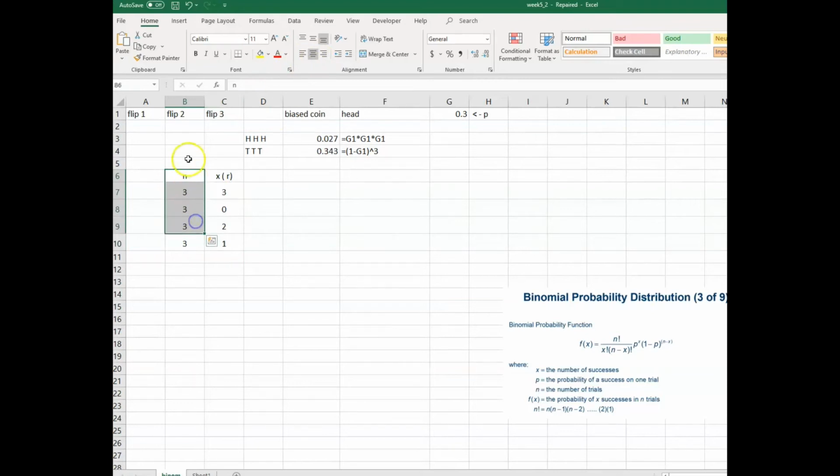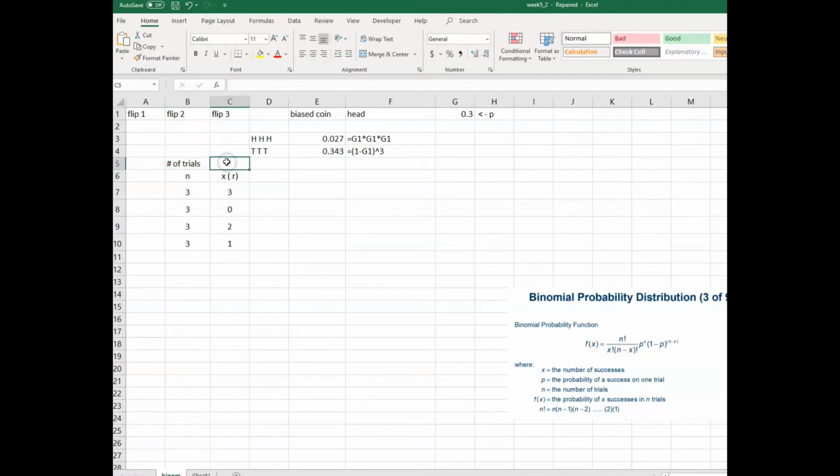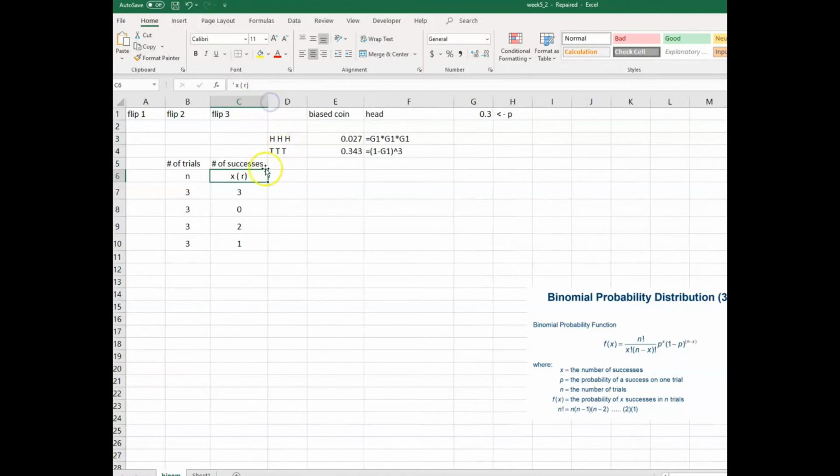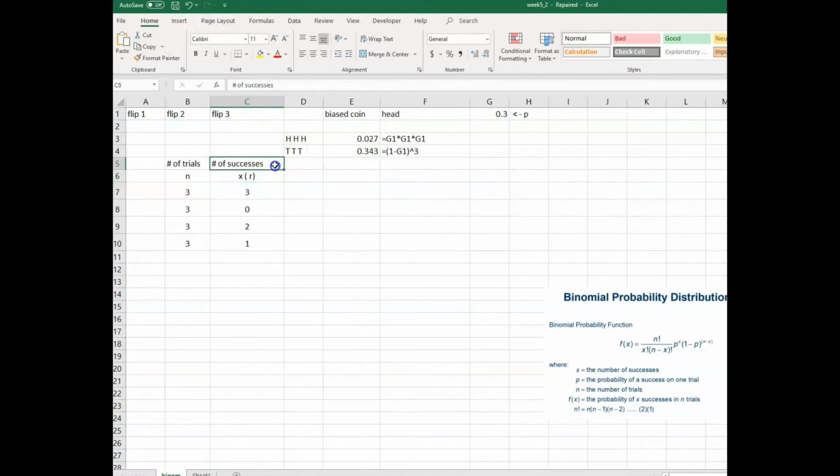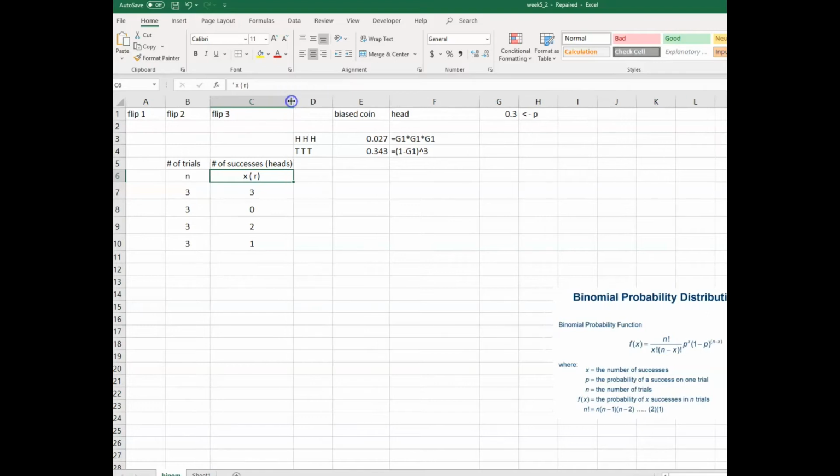So we flip coins. This is the number of trials, how many times we flip the coin. And this is the number of successes. In this case, it is the number of H. So how many heads are we going to see?